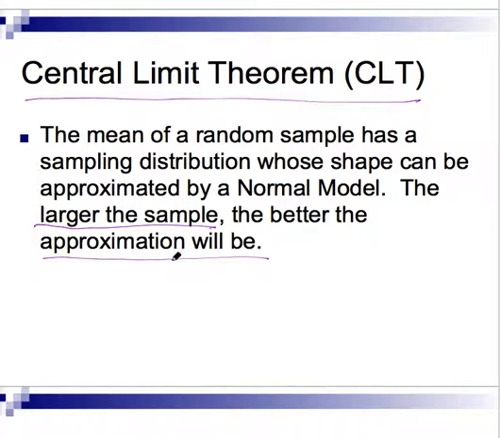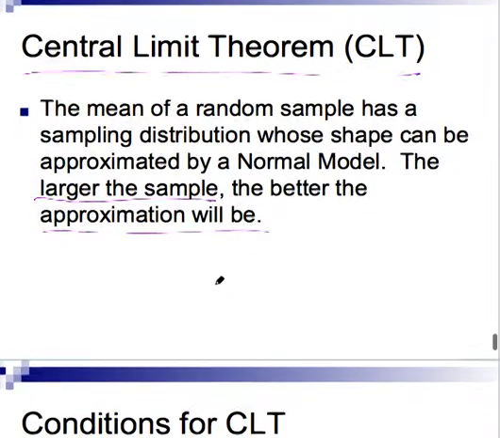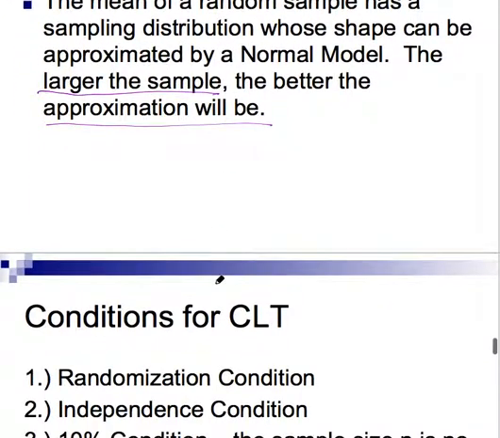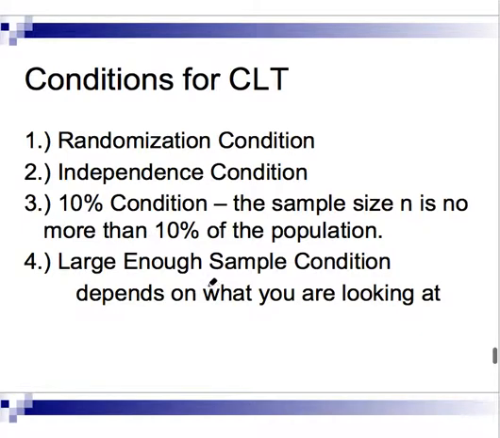We are going to be going back into z-scores and the normal model because now we're looking at either the sampling proportion or these sample means. The larger the sample, the better the approximation. So here are the conditions, very similar to what we just got done talking about. They have to be randomized. We have to show that there's independence between the variables here. The 10% condition: the sample size n can be no more than 10% of the population.